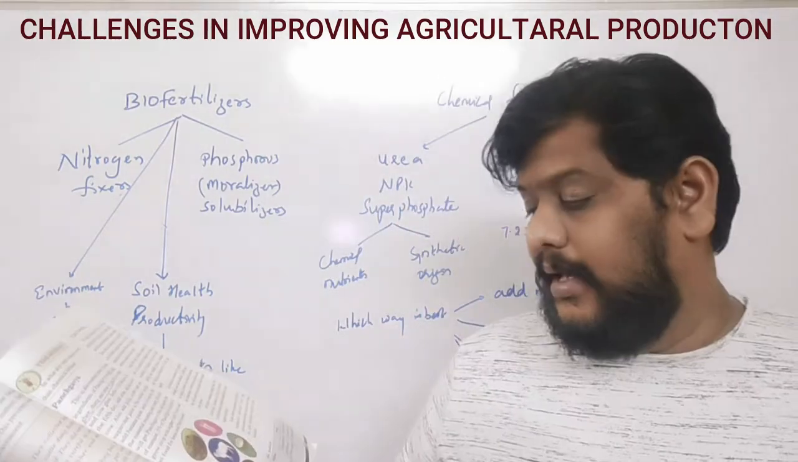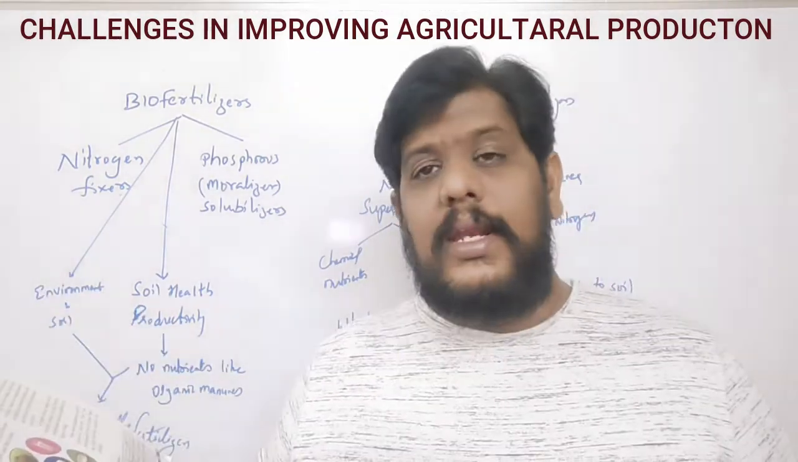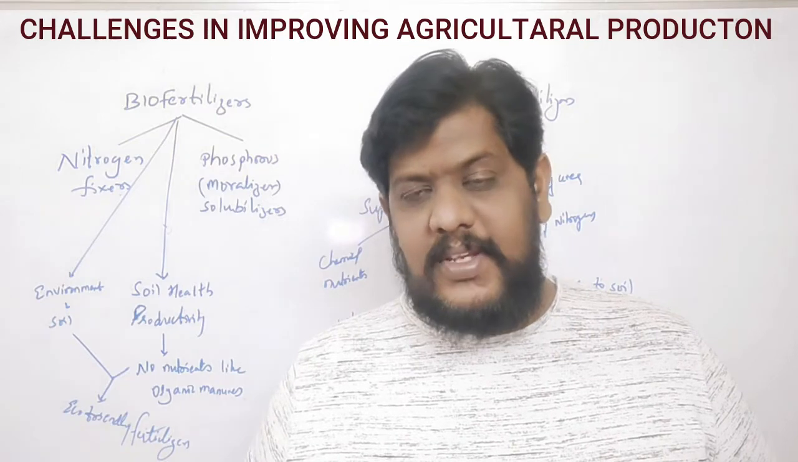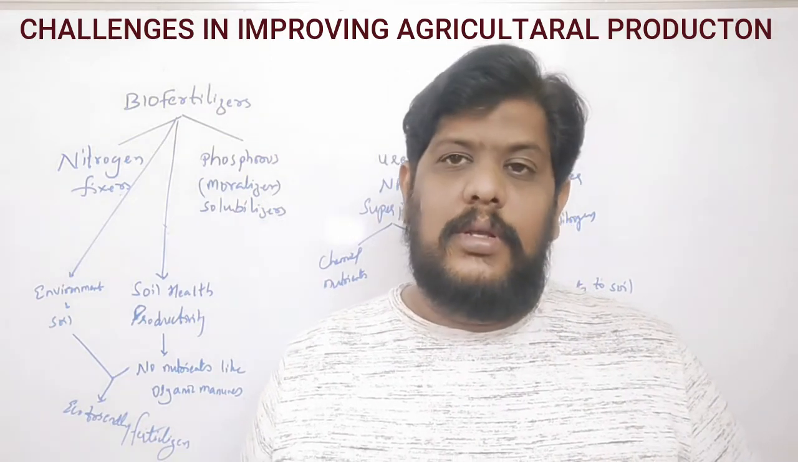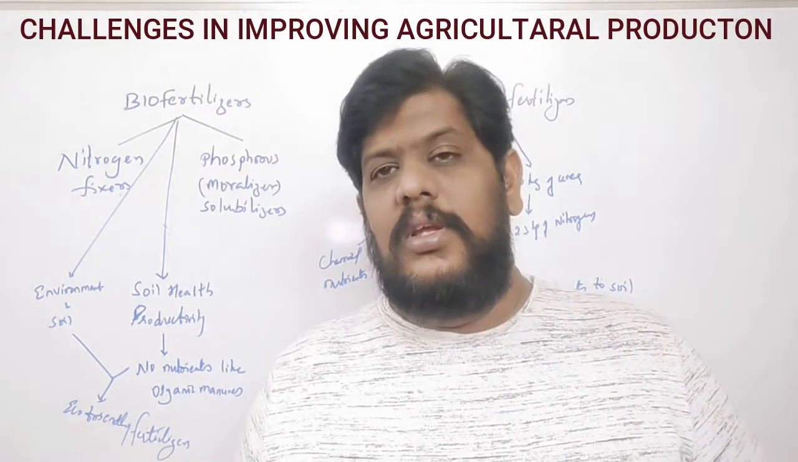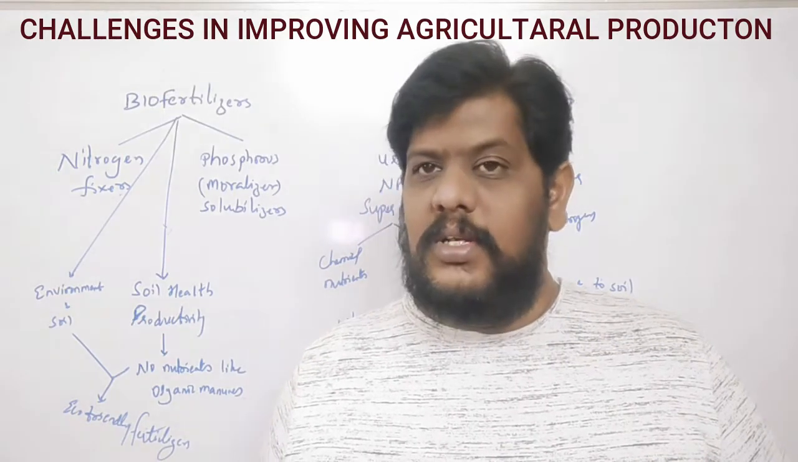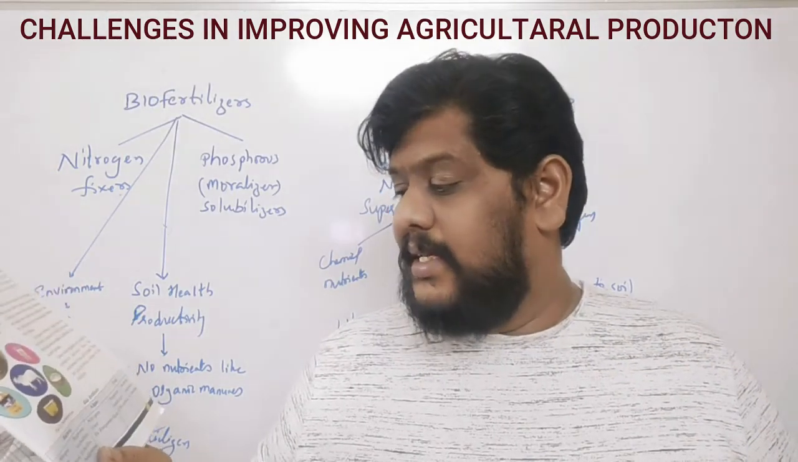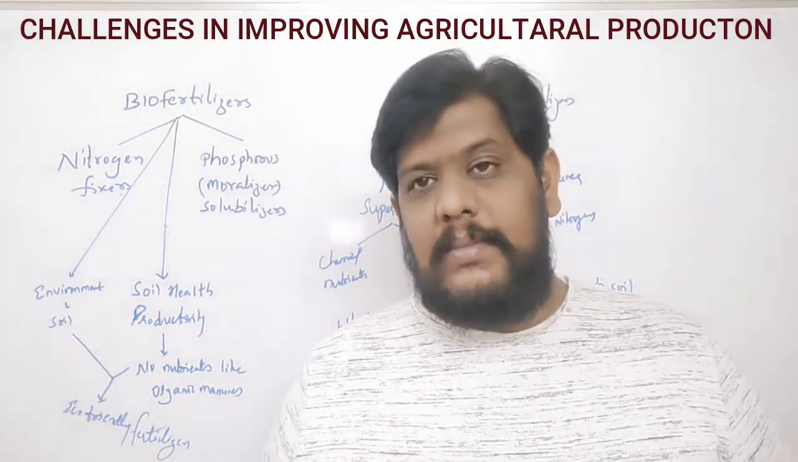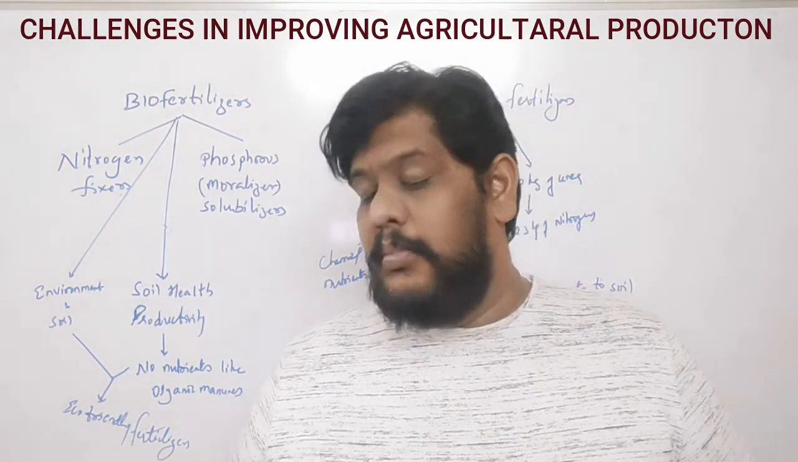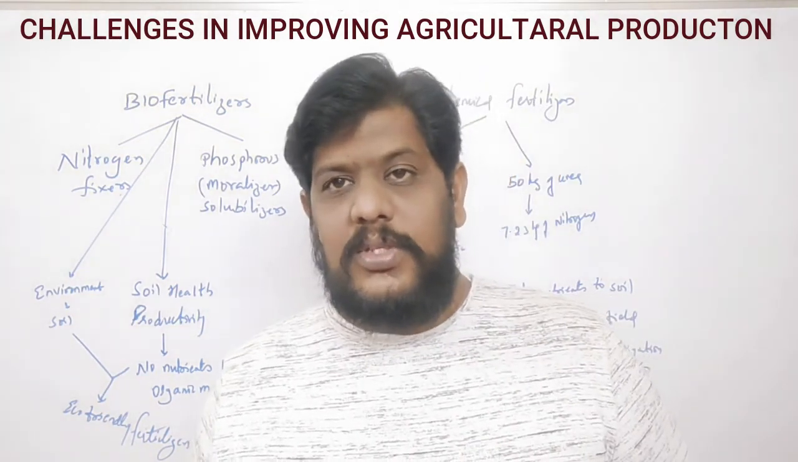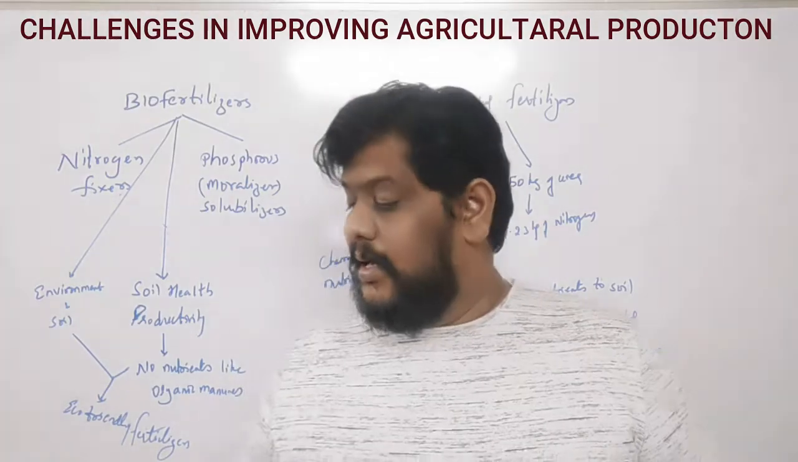Coming to the algae, blue-green algae is also used as a nitrogen fixer. Already we have seen that Azotobacter is a nitrogen fixer which will fix the nitrogen in the atmosphere. Here algae also is doing the same kind of job, that is, blue-green algae is also a nitrogen fixer.